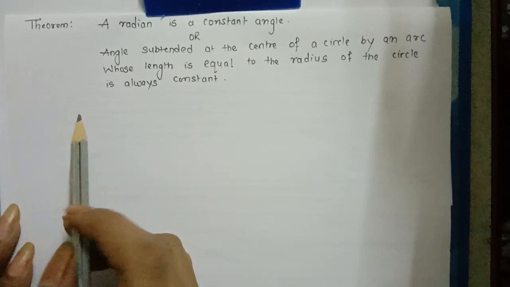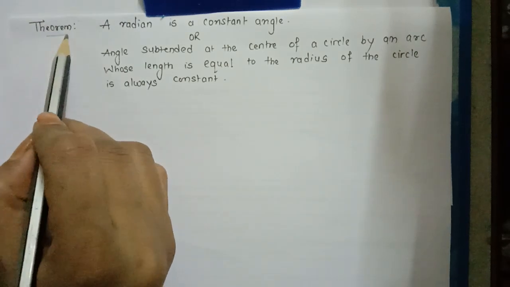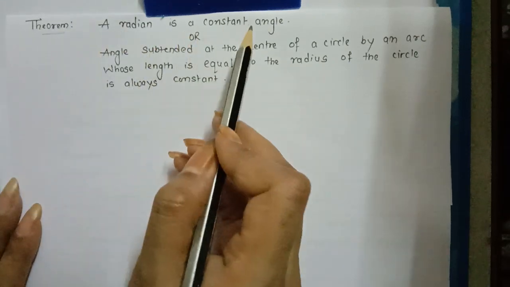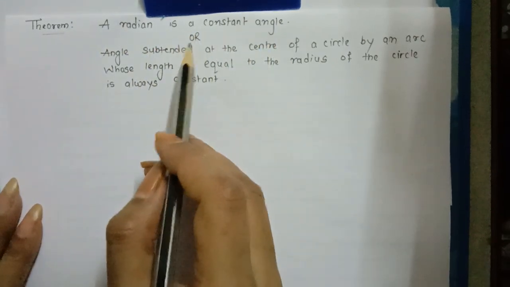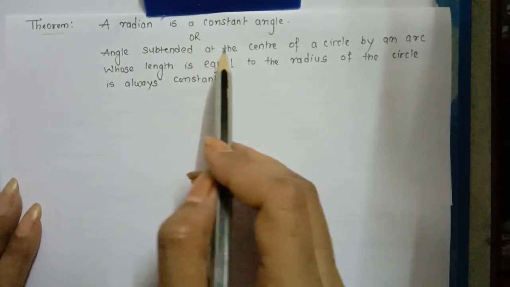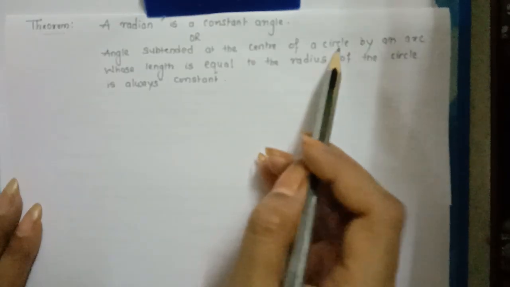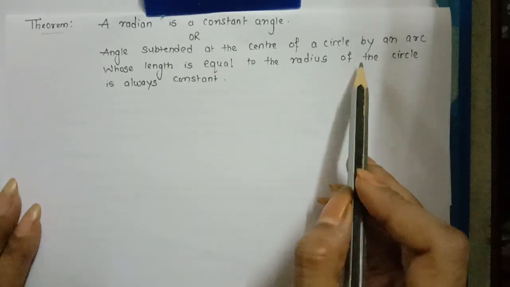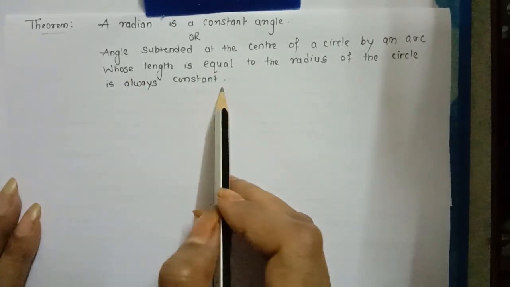Okay, let's do one theorem. The statement of this theorem is: a radian is a constant angle, the angle subtended at the center of a circle by an arc whose length is equal to the radius of the circle is always a constant.